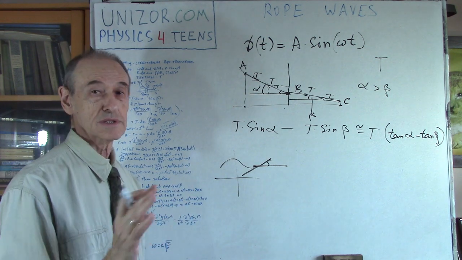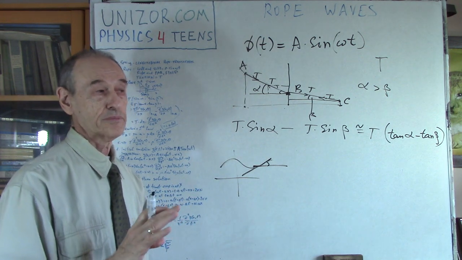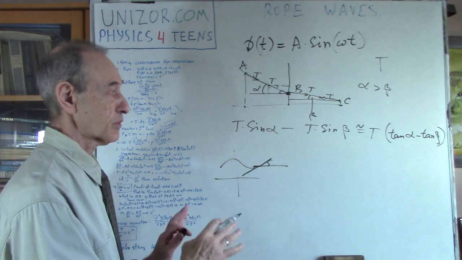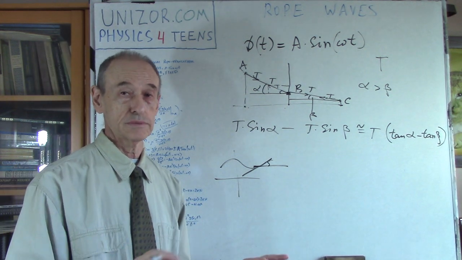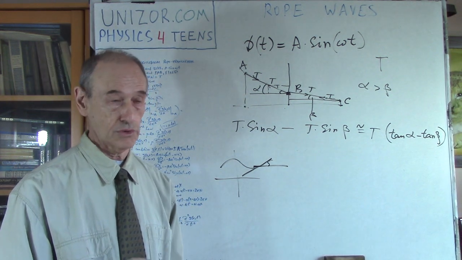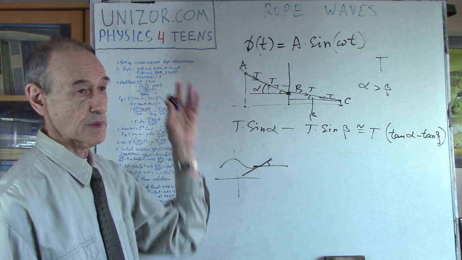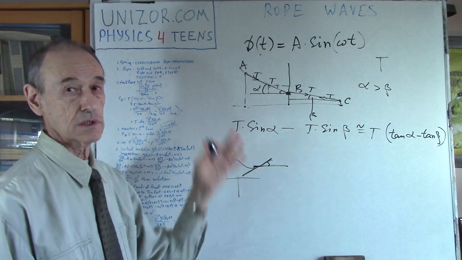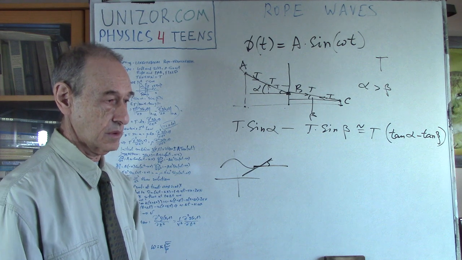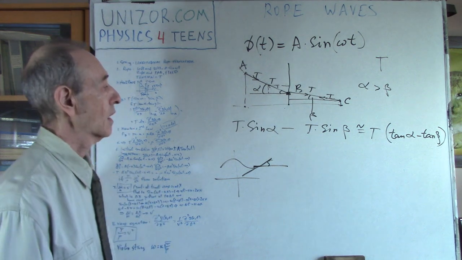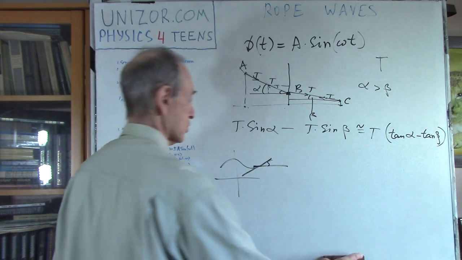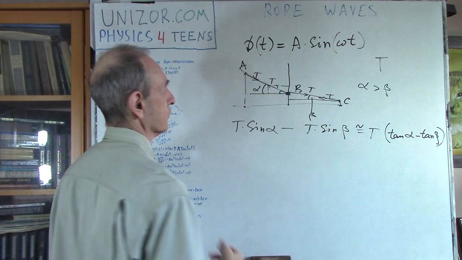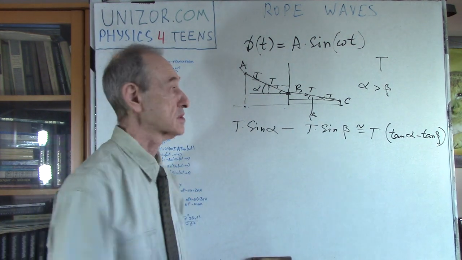Now, if these kind of calculus things are not really familiar to you, you just have to stop right now. Because whatever will follow will be a lot of different calculus things, and you really have to know calculus. Either you can go to this website and take the course Math4Teens. It is a course preceding and a kind of prerequisite for Physics4Teens. So I'm just using this as a given that the tangent of alpha is basically the first derivative of this curve.